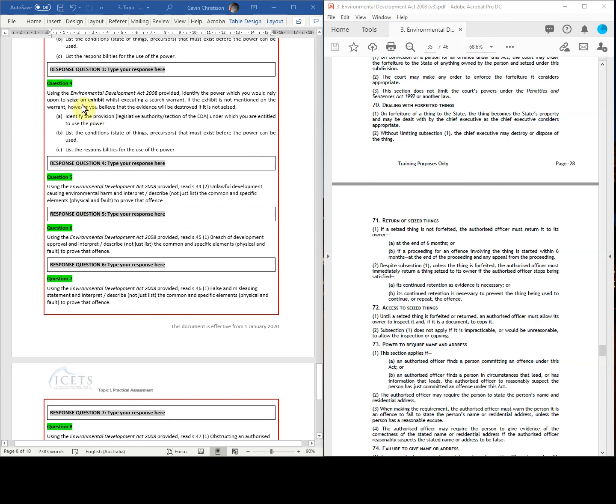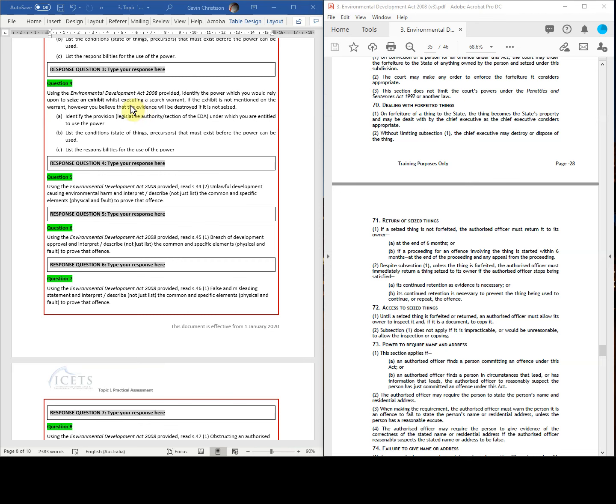With question 4, it's very important that you read the question carefully, or the circumstances carefully, because there are particular specific circumstances that you need to look at. Then look at the section relating to gathering or seizing evidence. Look for the power to seize evidence. It's in the 60s, I'll give you that hint.